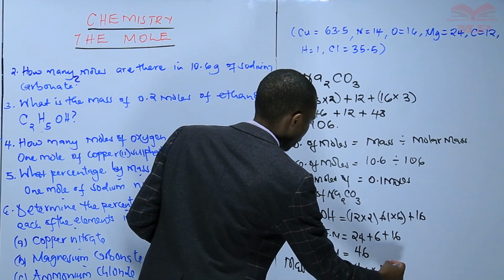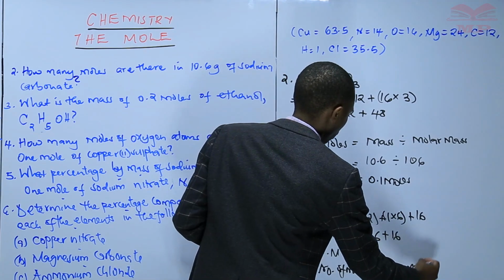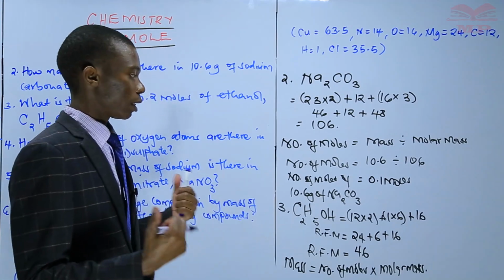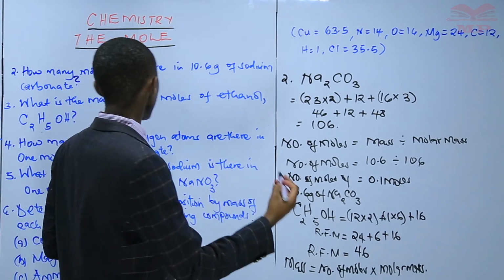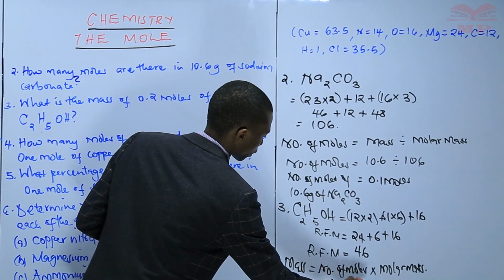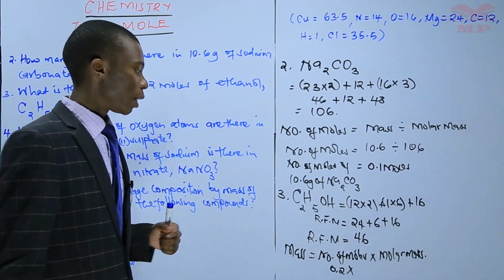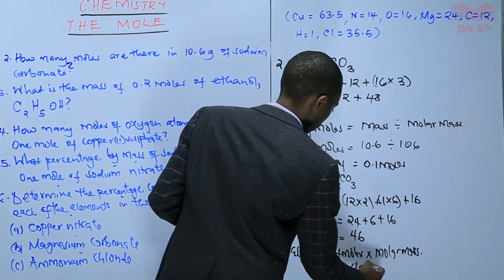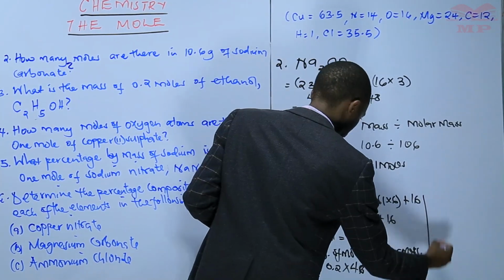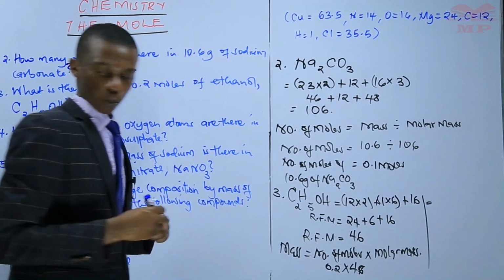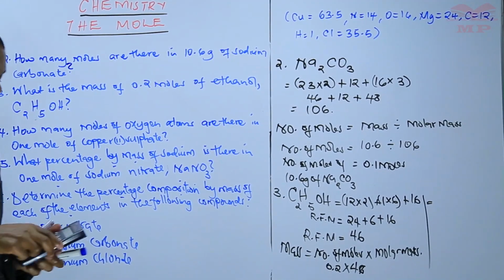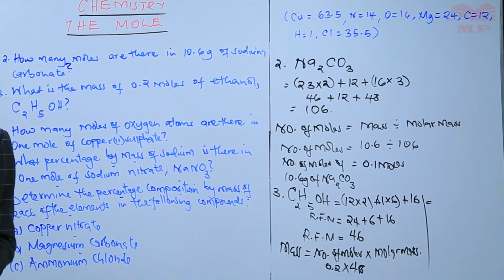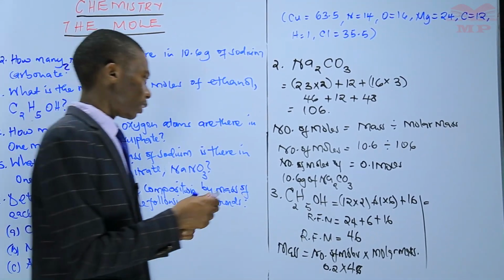You multiply by the molar mass. The molar mass and the RFM are just the same. Therefore, the number of moles is 0.2. You multiply by the molar mass, which is 46. Therefore, this will be 0.2 times 46. This will give you 9.2 grams.